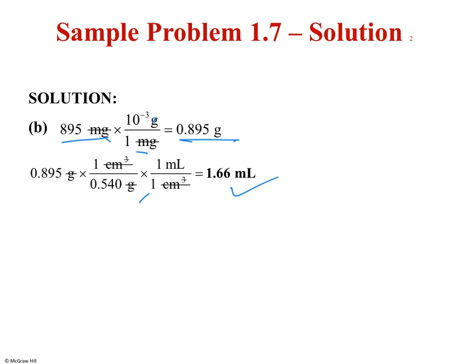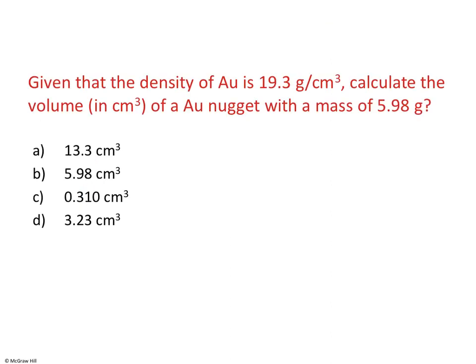Oh, well, 895 milligrams. So 895 divided by 1,000. So that gives you, we got that. And then, oh, so I think this is an error. See, that's 0.054. But I'm not going to spend the time to find it right now.